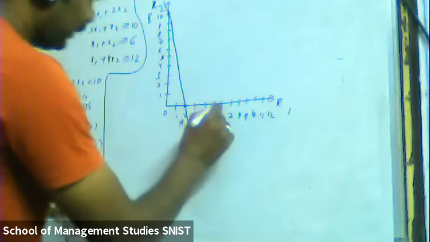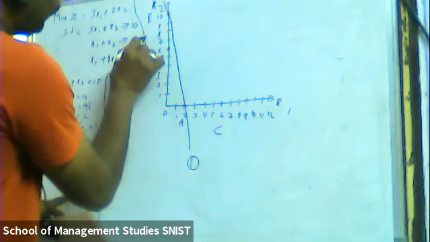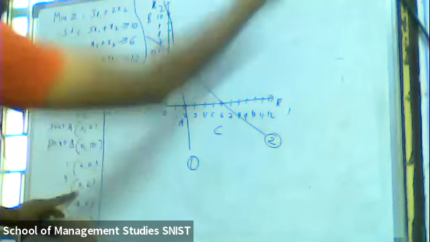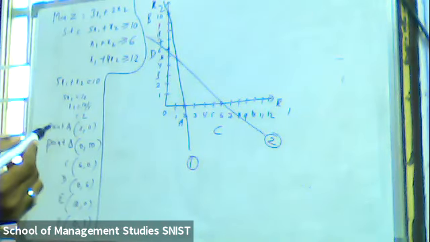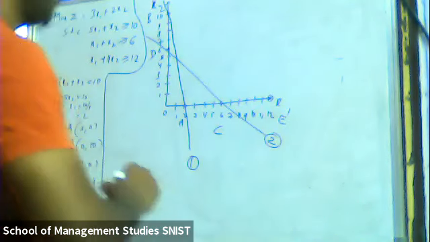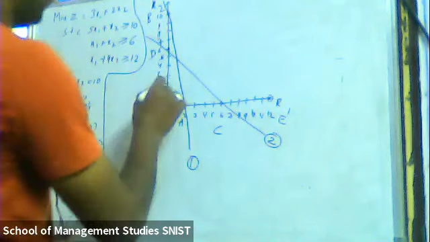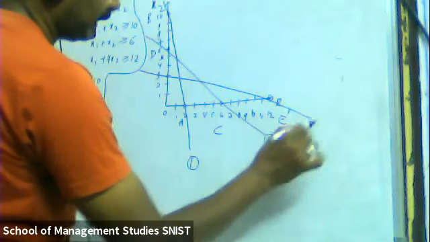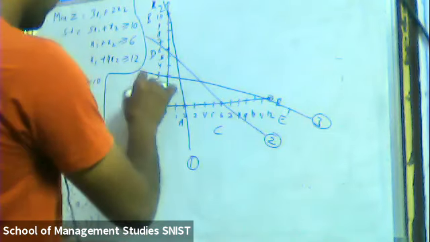Now we'll check 6. Here this is C. Now D is 6. So the second line is this. Is it towards the origin or away from the origin? Away from the origin. Now E is 12. This is the E point, and F is 3 here. So the line will be like this. This is the third one.